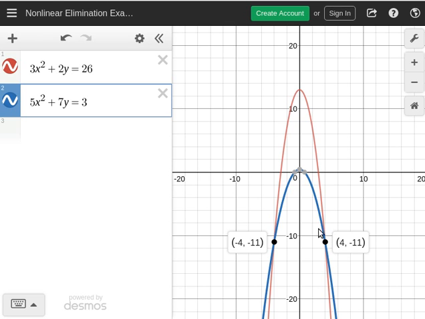And by the way, I should mention that we're using a program called Desmos, which is a free online graphing calculator, to graph these curves and to illustrate geometrically the solutions to nonlinear systems.